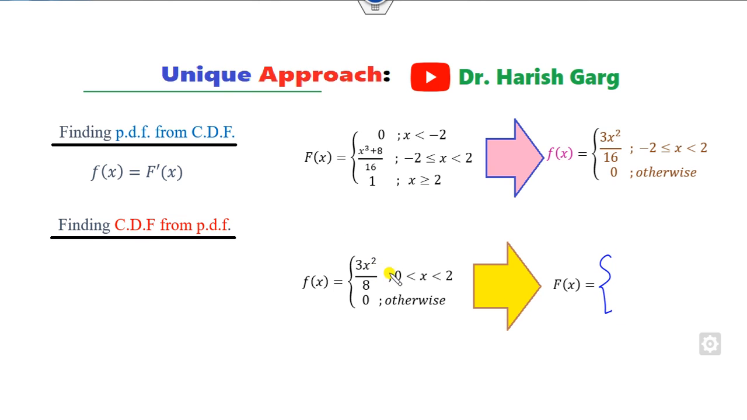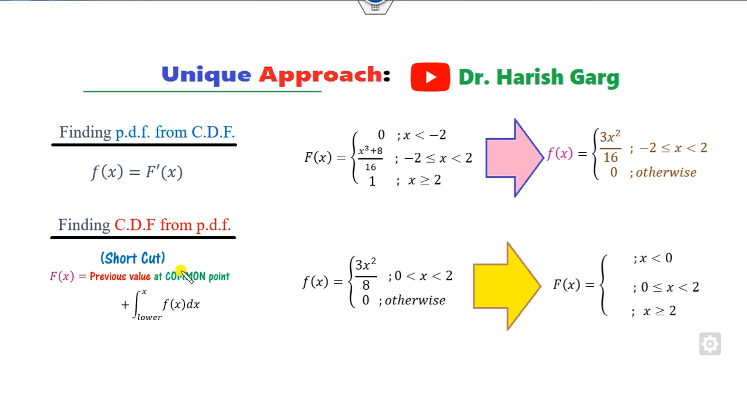Firstly, you can write the cases: x less than 0, between 0 and 2, and greater than 2. The first number is always 0, and the last number is always 1. And then you can use this formula. The previous value at the common point, the common value is 0. So the previous value, if I say this number is x square plus 4, then the previous value at the common point is 4. Anyhow, in this example, it is 0.